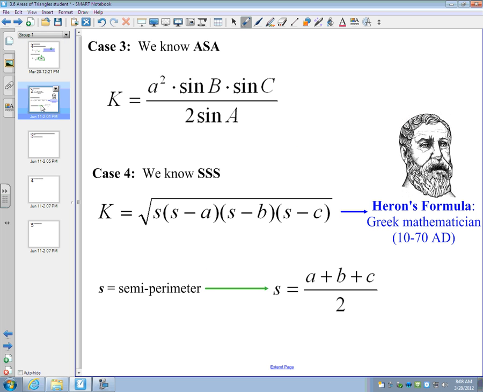Next up, if we know angle side angle, area is given by A squared times the sine of B times the sine of C, all divided by 2 sine A. And finally, if we know side, side, side, we have a formula that is the square root of S, which is the semi-perimeter, all of the sides added up divided by 2, times the semi-perimeter minus A, the semi-perimeter minus B, the semi-perimeter minus C. So 4 formulas we may potentially use. Okay, let's look at examples.